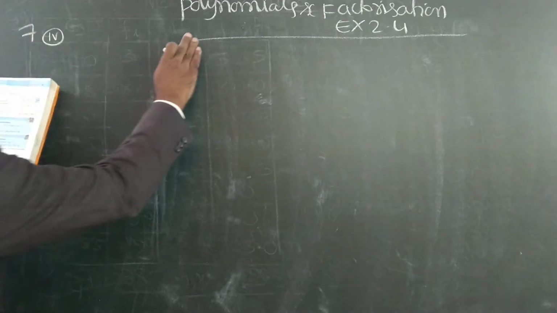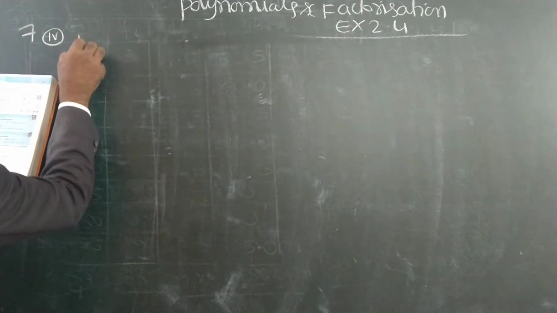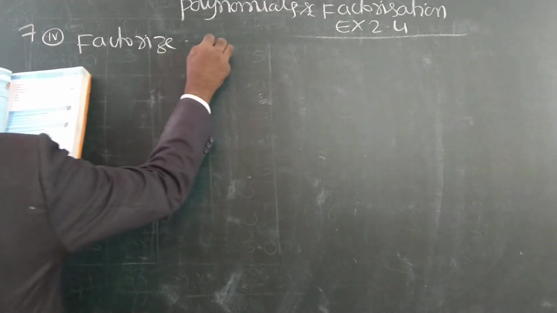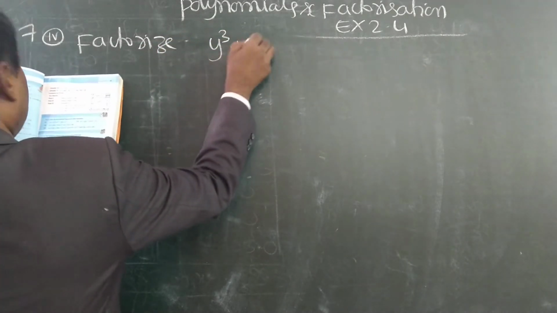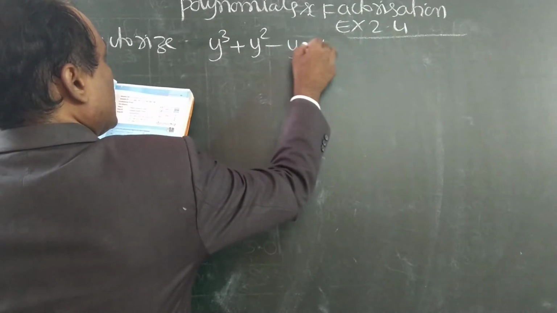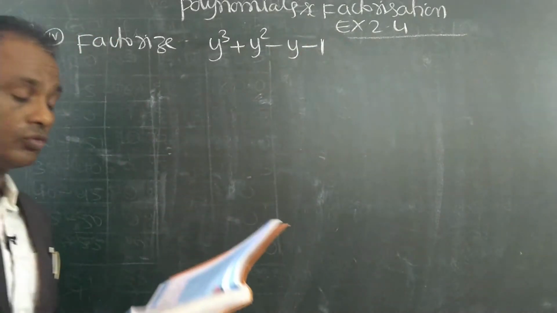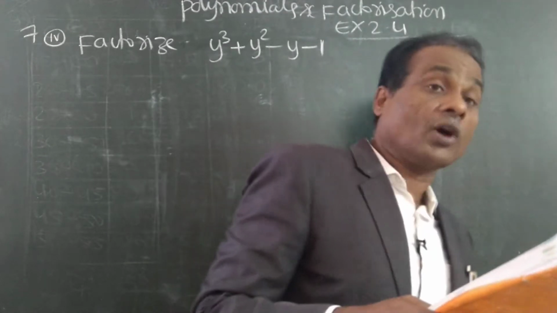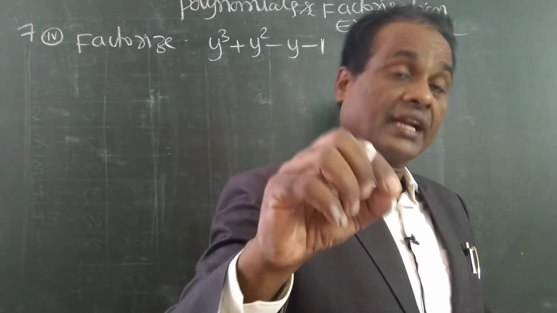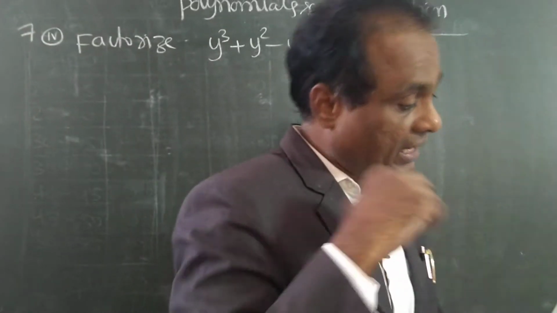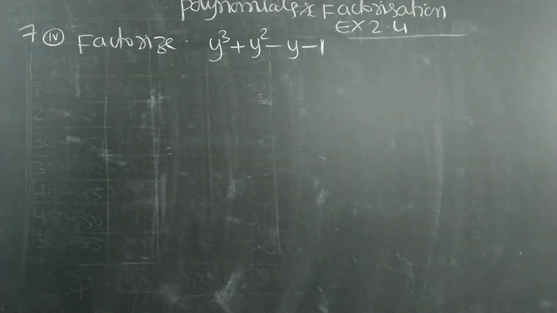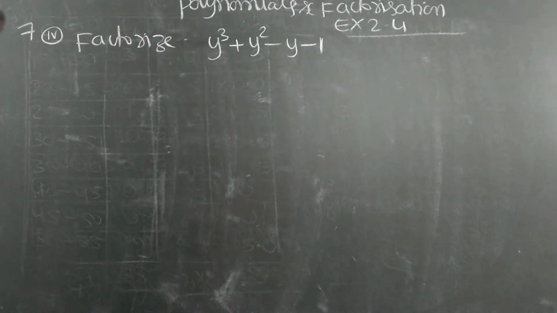So 7th, 4th bit, same question. Factorize y cube plus y square minus y minus 1. We have to find the factors of this. So be careful, because all problems I am solving, the first bit, second bit, third bit we completed yesterday, and this is the 4th bit. So same model.